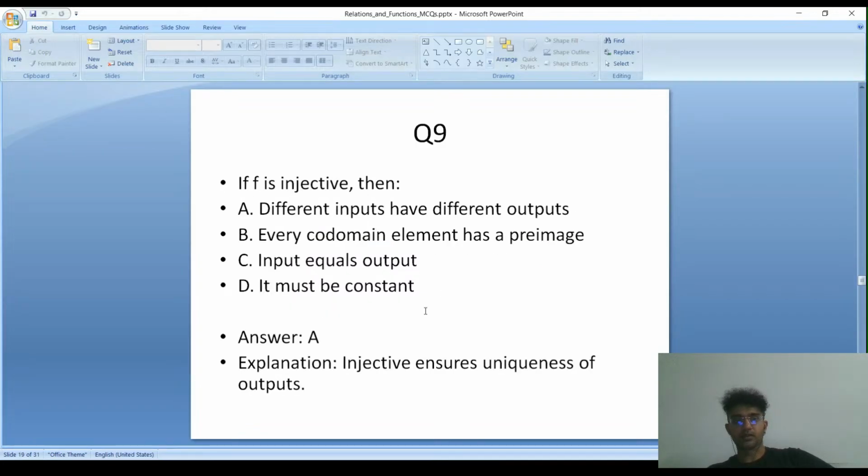Yes, that's the answer. Today's session is amazing. No one is getting wrong answers. All of you are getting the right answers. Okay. Let's say injective ensures uniqueness of outputs, right? So injective means one-one, one to one. That's injective. So A is the right answer.